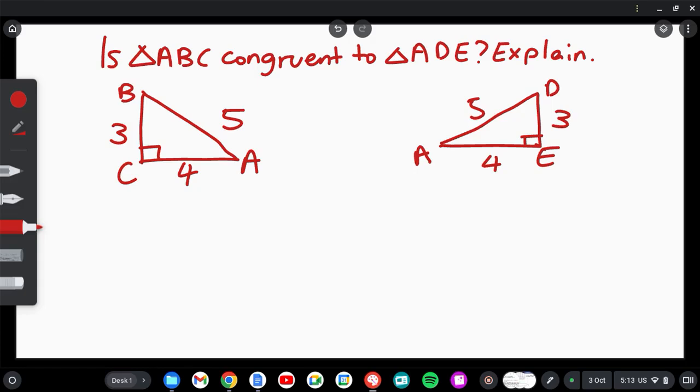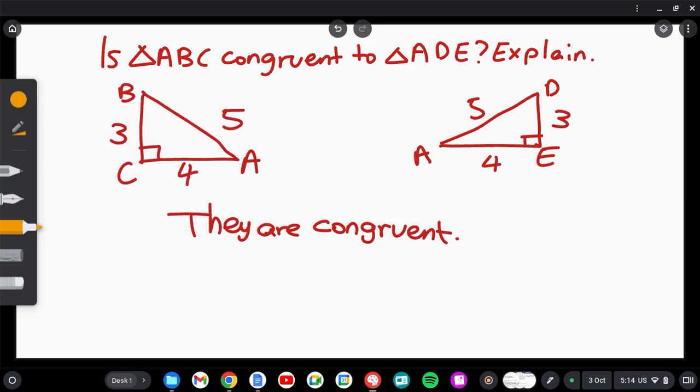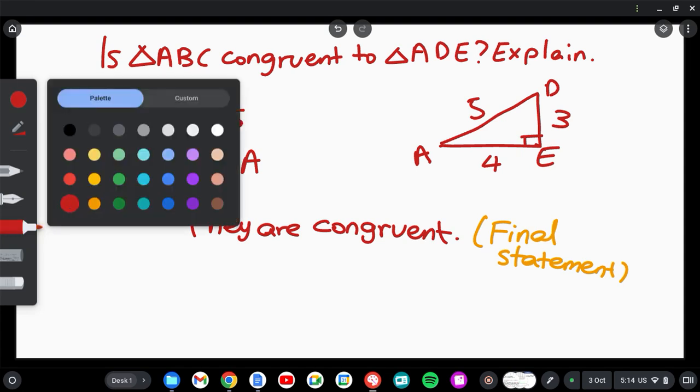Now, they are congruent. You must write this. They are congruent. This is your final statement. If you straight away write this, I cannot give you 1 mark. You must write this.